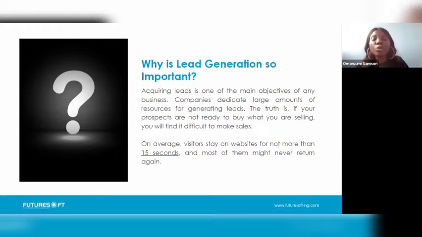On average, visitors stay on a website for no more than 15 seconds, and most of them never come back again. So it is very important for you to know that in the process of trying to generate your leads, you also stay connected to them. We all have different online behaviors. Some people don't even have the patience at all to digest stuff online. They just scroll through and then they're out.